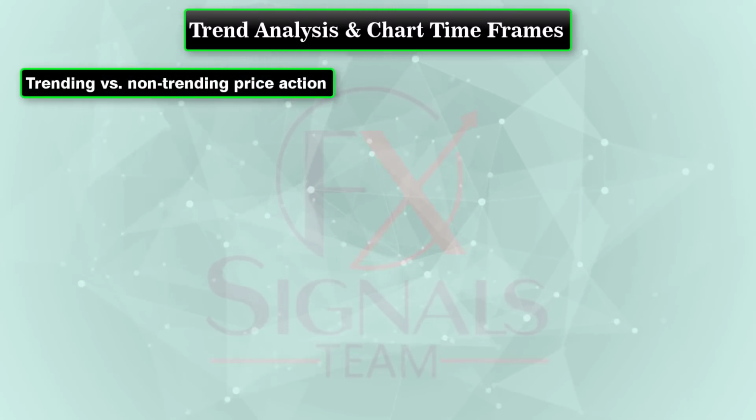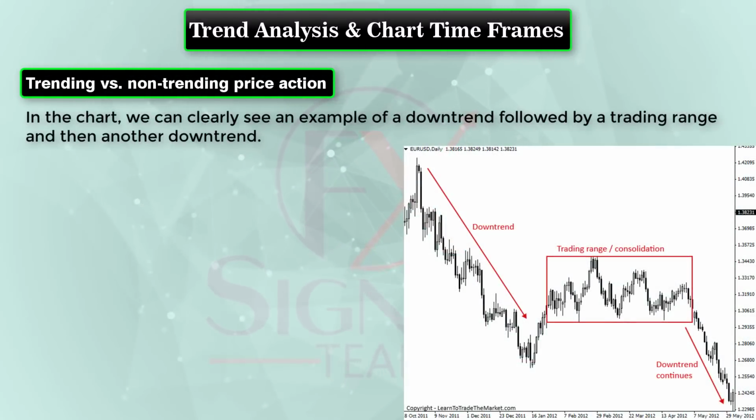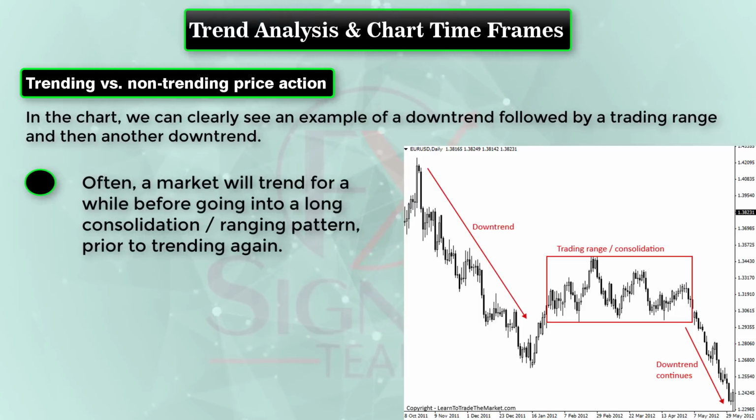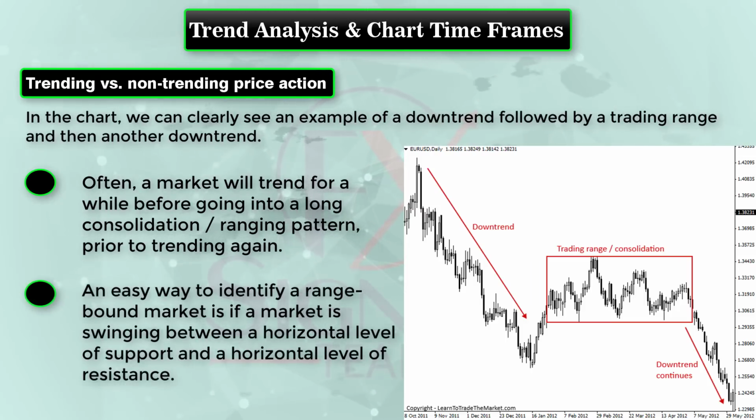Trending versus non-trending price action. In the chart, we can clearly see an example of a downtrend followed by a trading range and then another downtrend. Often, a market will trend for a while before going into a long consolidation or ranging pattern, prior to trending again. An easy way to identify a range-bound market is if a market is swinging between a horizontal level of support and a horizontal level of resistance.